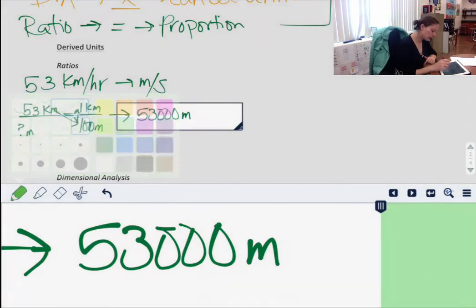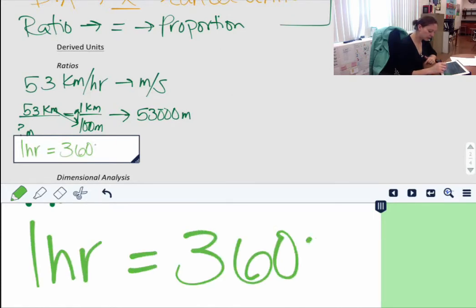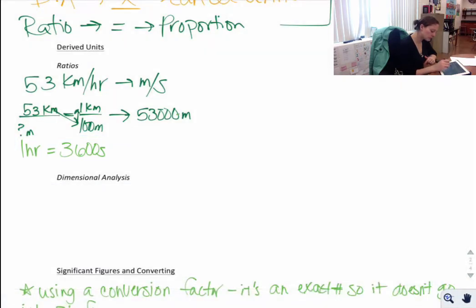Okay, it's per hour. So if I say it's per hour, that means I have 1 hour, and 1 hour is the same thing as 3,600 seconds. So what we're going to do is we're going to take these two numbers now. So I put them together. All we're going to do is divide 53,000 by 3,600, 14.7 meters per second. All right, which is pretty easy.